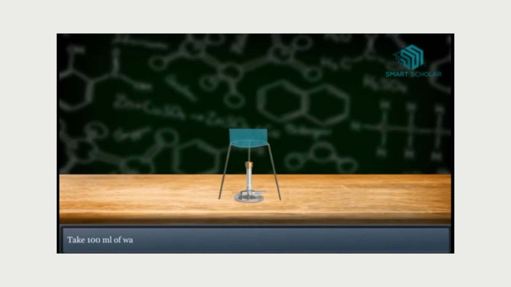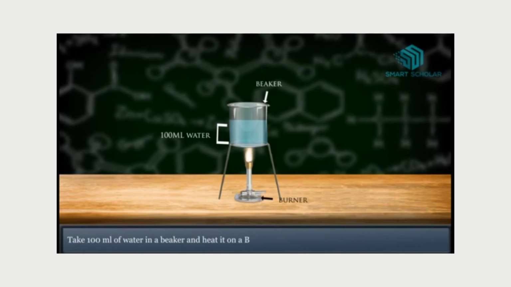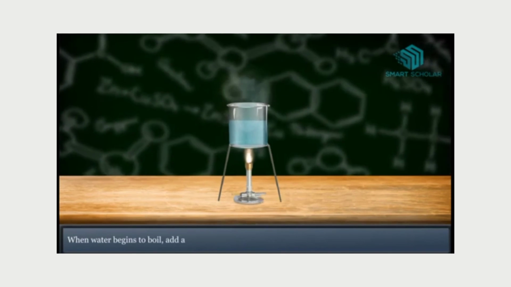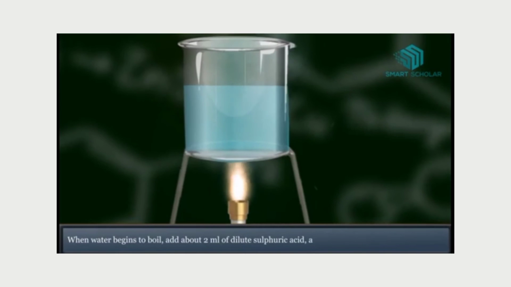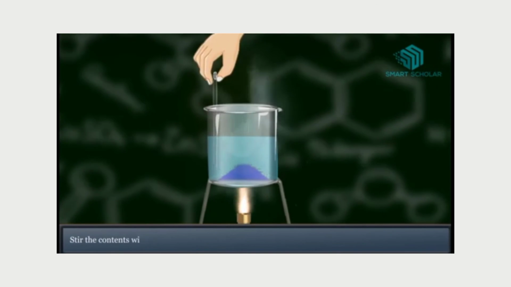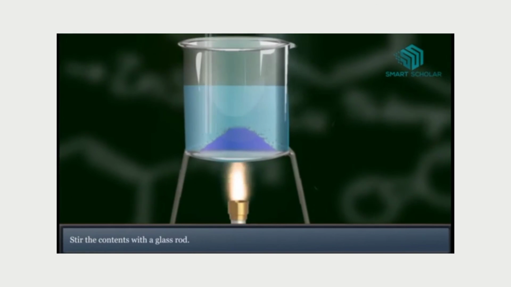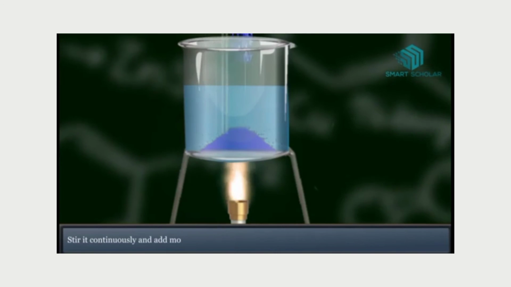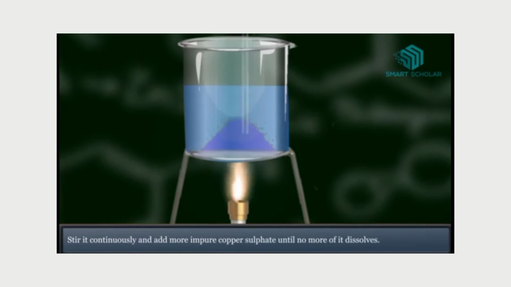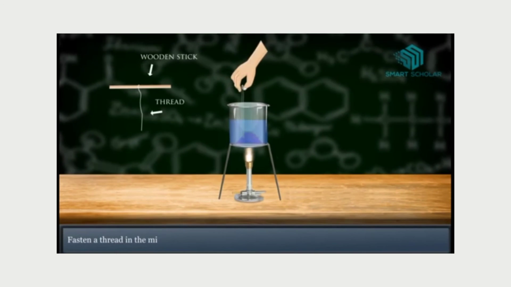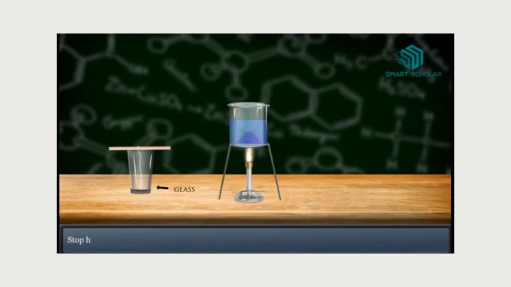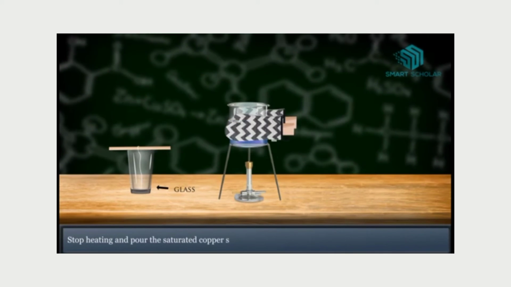Take 100 milliliters of water in a beaker and heat it on a Bunsen burner. When water begins to boil, add about 2 milliliters of dilute sulfuric acid and then a spoonful of CuSO4. Stir the contents with a glass rod. Stir it continuously and add more impure copper sulfate until no more of it dissolves. Fasten a thread in the middle of a wooden stick and suspend it in a glass. Stop heating and pour the saturated copper sulfate solution in a glass.